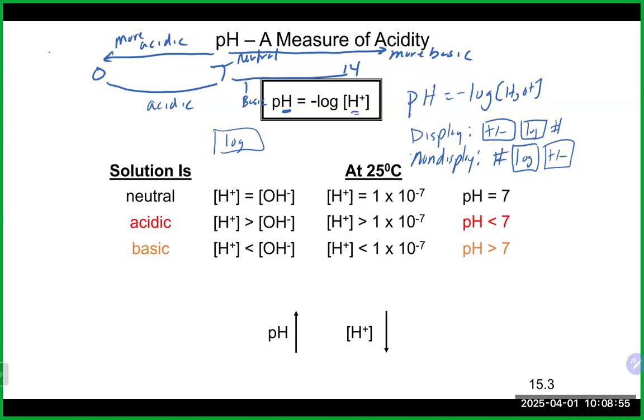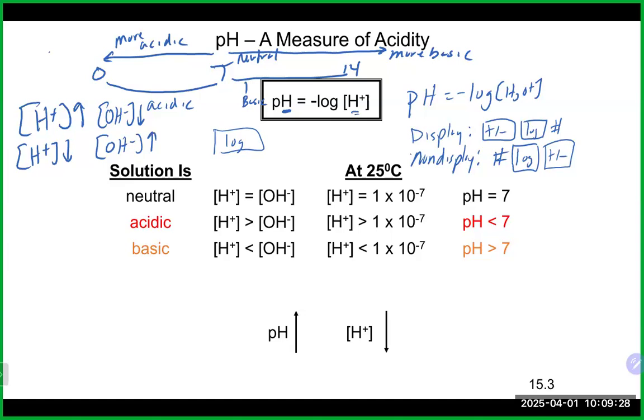Unless it's like, second decimal rounding into 7, then you could call it neutral. But if it's really not that close to it, we're going to go slightly acidic or basic. If the H plus concentration is larger than the OH minus concentration, and by the way, the relationship between H plus and OH minus is they run opposite of each other. So as the H plus concentration goes up, the OH minus concentration goes down, and vice versa. As the H plus concentration goes down, the OH minus concentration goes up.